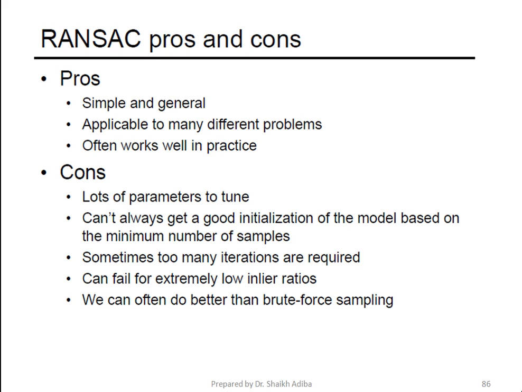Also, it is not every time applicable that you'll get a good initialization if you have selected the minimum number of samples. Sometimes too many iterations are required, and this ultimately increases the time it consumes, and it can fail for an extremely low inlier ratio. We can often do better than brute force sampling.